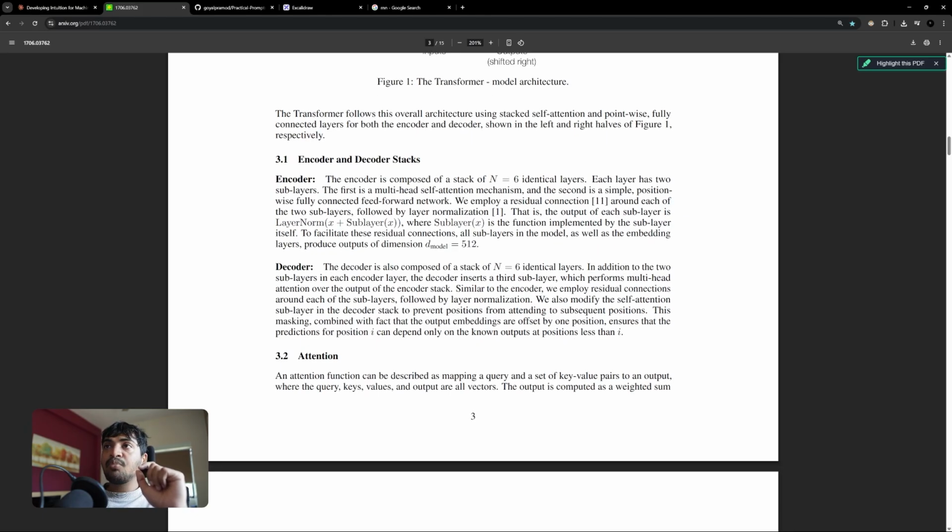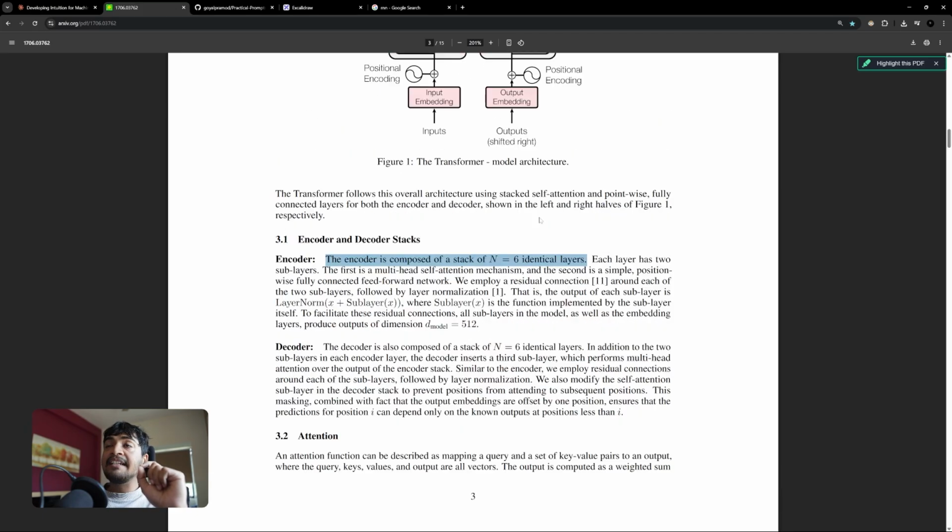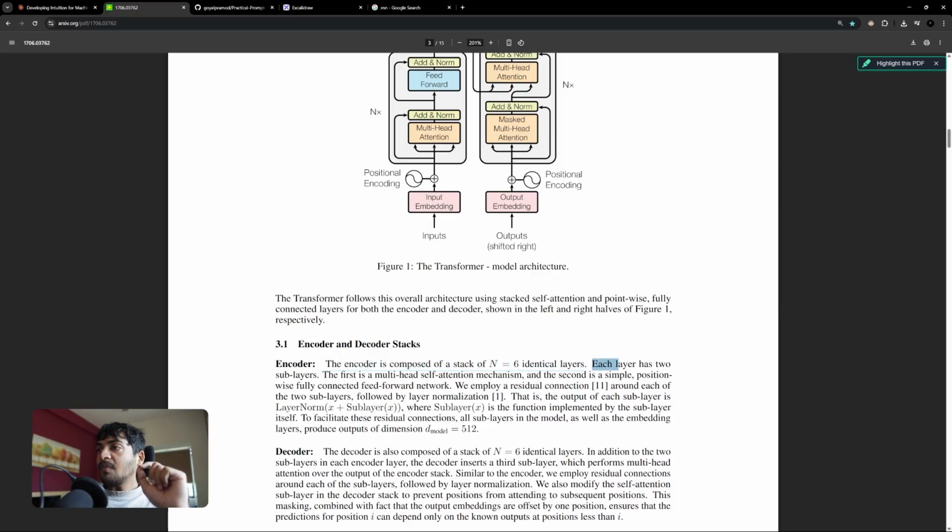So the encoder is composed of a stack of N equal to 6 identical layers. Identical. Each layer has two sub-layers. So this is one layer, this is another layer. The first is a multi-head self-attention mechanism, and the second is a simple position-wise fully connected feed-forward network. We employ a residual connection, the one I talked about. So this is a residual connection around each of the two sub-layers, followed by layer normalization. That is, the output of each sub-layer is LayerNorm(x + Sublayer(x)). So this is the original input x.